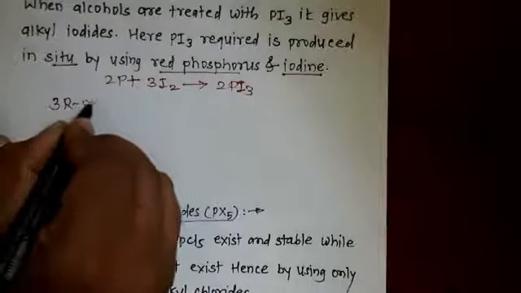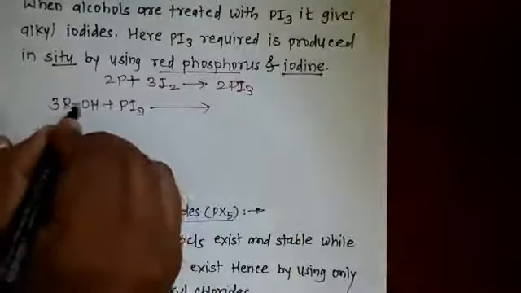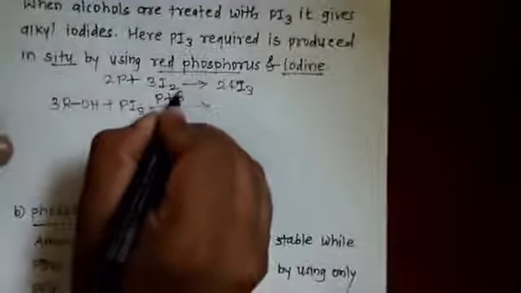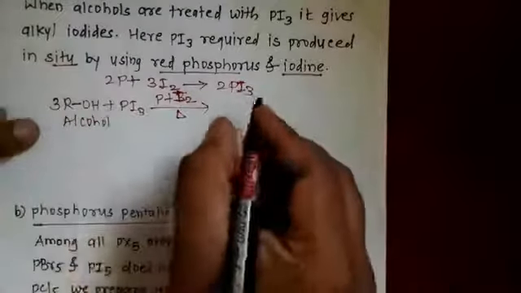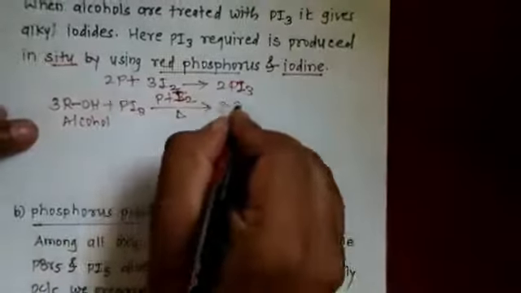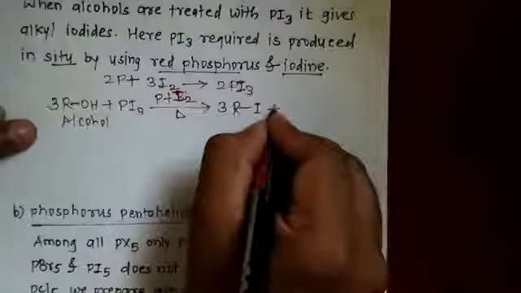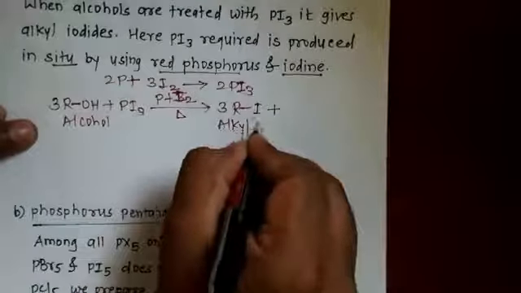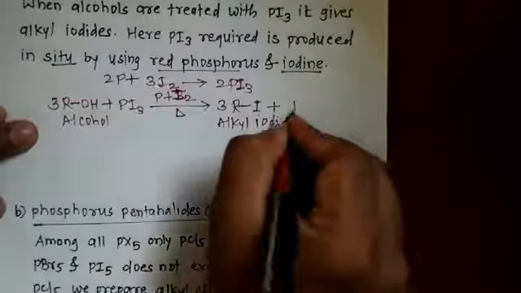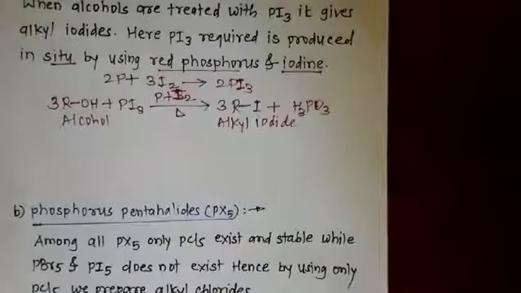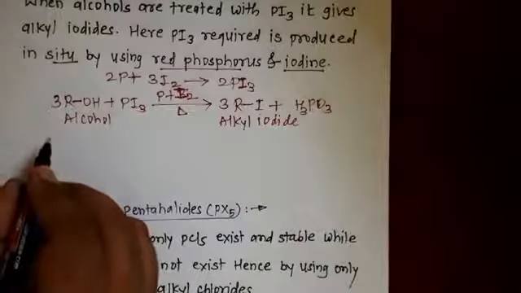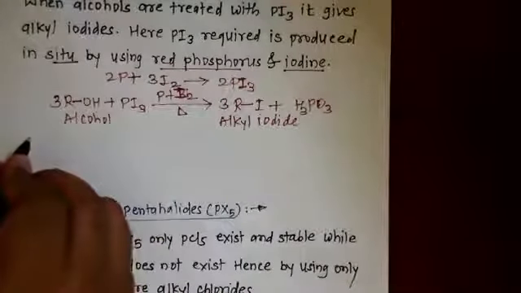3 moles of alcohol react with PI3, which is produced during the chemical reaction by using red phosphorus and iodine, and when both get completely reacted, they produce alkyl iodide as product, and the byproduct, as we usually know, is phosphorus acid. Let us turn toward the example.